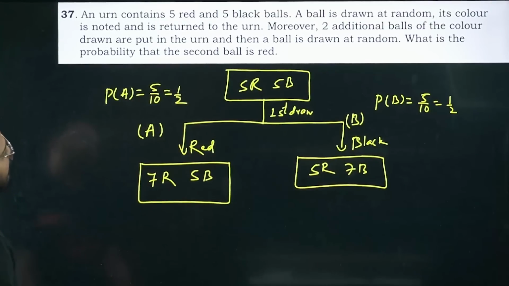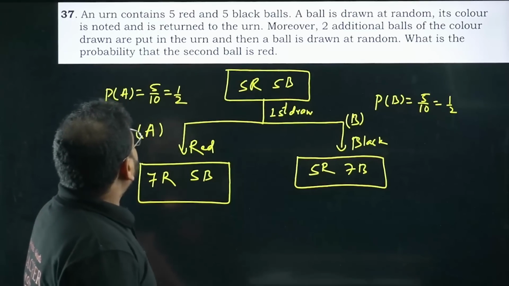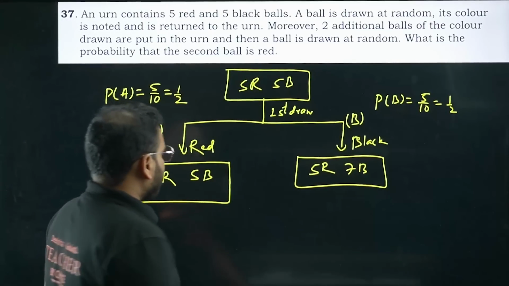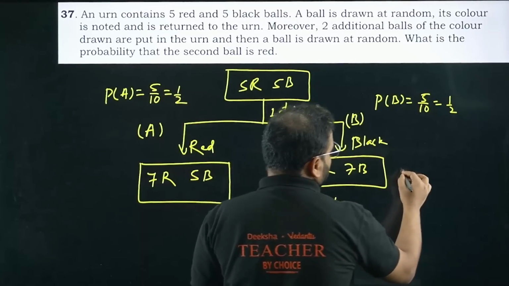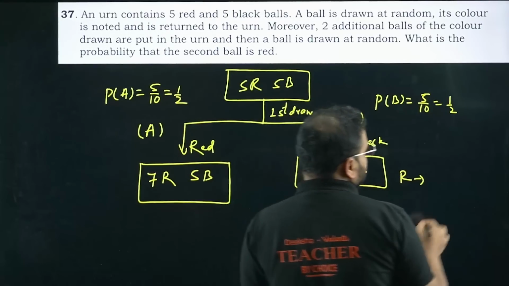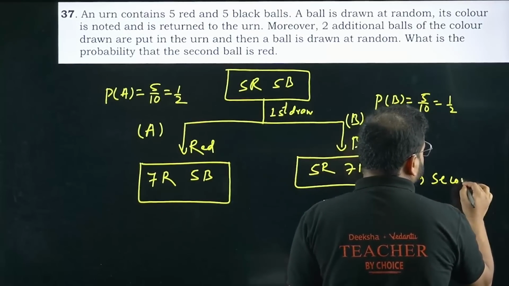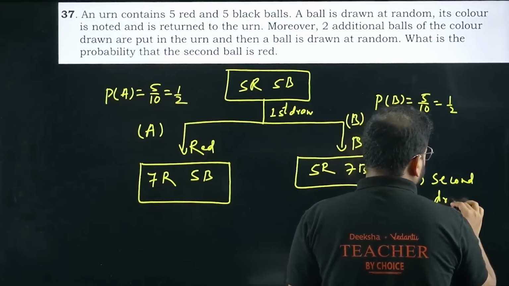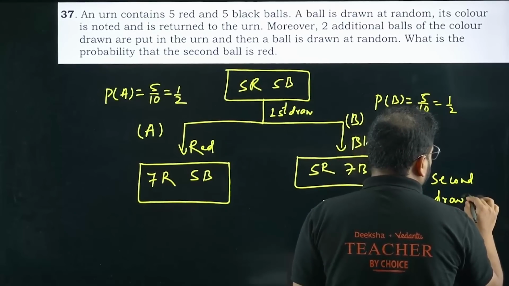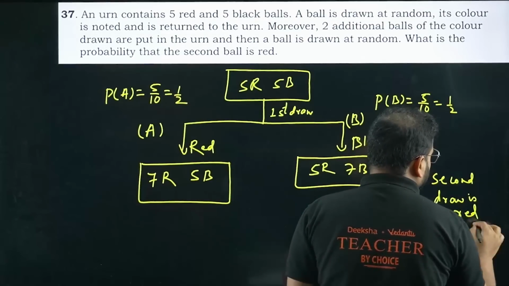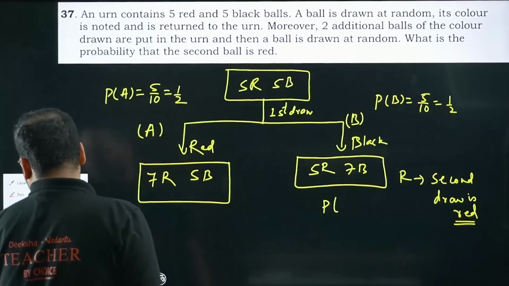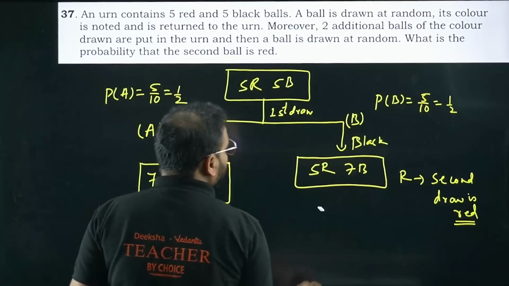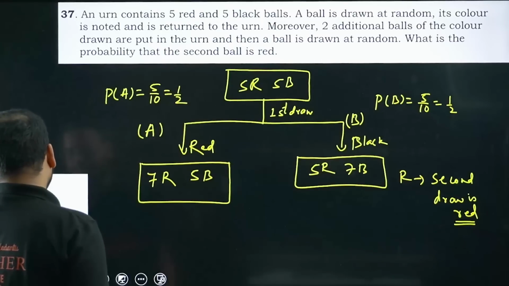Now what are they asking? Probability that the second ball is red only. So let's call event R: second ball, or second draw, is red. Now I want to find the probability of getting a red on the second draw.